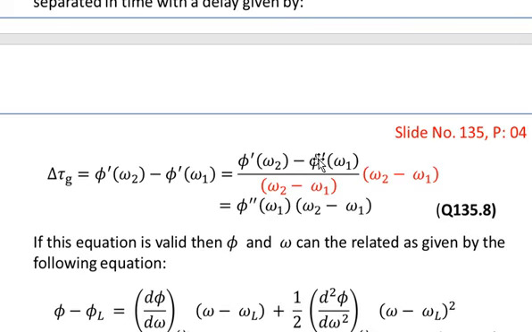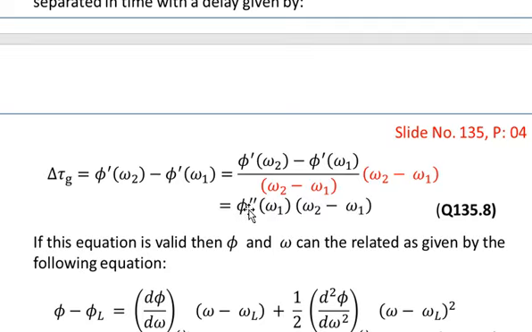So I have written this expression. Now you see that this term, that is phi prime at omega 2 minus phi prime at omega 1 divided by omega 2 minus omega 1, is actually the definition of the derivative. And using the definition of the derivative, I can write it as phi double prime evaluated at omega 1. The rest of the factor is omega 2 minus omega 1, written as such. So I have used the definition of the derivative and converted the single derivative into the double derivative, which is phi double prime.